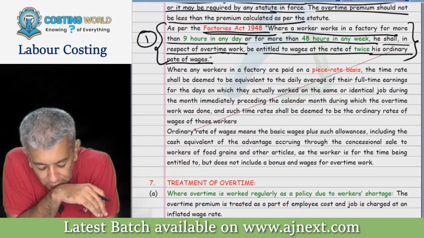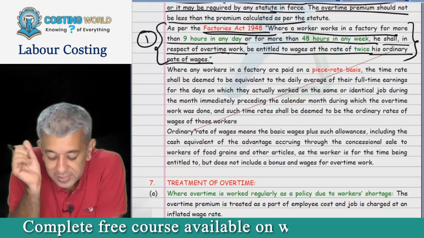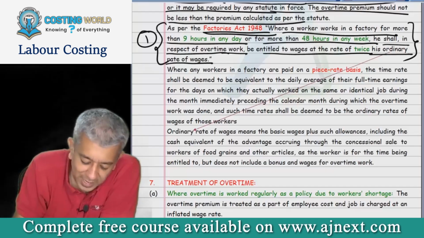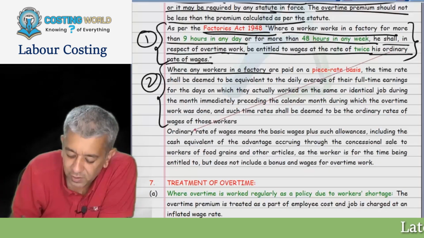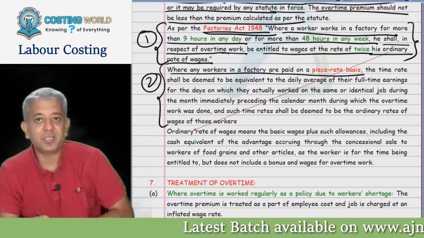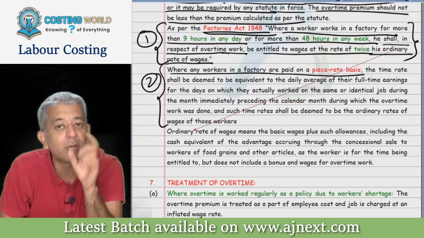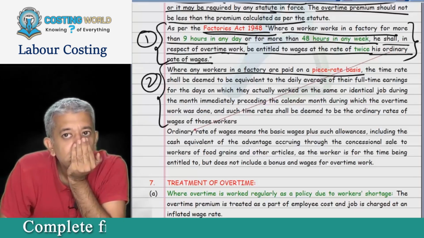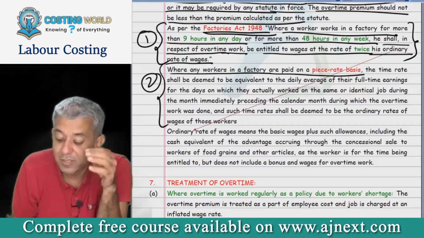But now in this particular case there are two things more. Now this is the second paragraph, where any worker in a factory is paid on piece rate basis. Can we say under piece rate basis the worker will be paid based upon unit by unit? Yes. Then how will overtime apply? So the Act tells you that particular thing.